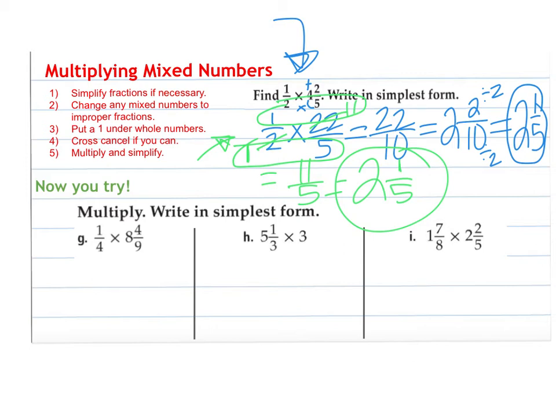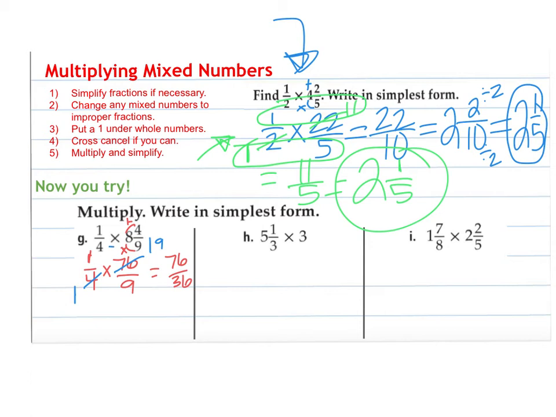So if we have 1/4 times 8 and 4/9, I first have to rewrite as an improper fraction. So I'm going to neatly rewrite 1/4 times, and then 9 times 8 is 72, plus 4, so I have 76/9. This one I'm going to cross cancel. If I don't cross cancel, I would end up with 76/36, and then you would simplify that way. If I do cross cancel, I can see 4 and 76 can both be divided by 4, so 4 divided by 4 is 1. 76 divided by 4 is 19.